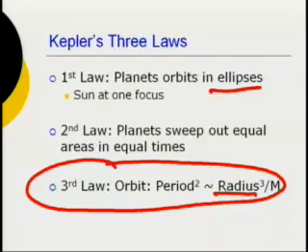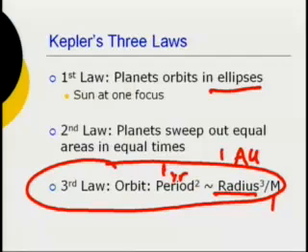Now, how do we know what this means? This enables you to estimate how long it takes almost anything in the solar system to go around the sun. So let's say the Earth has a period of 1 year. And this is the mass of the sun, so that's one solar mass. And this radius is 1 Earth-Sun distance, which is 1 AU.